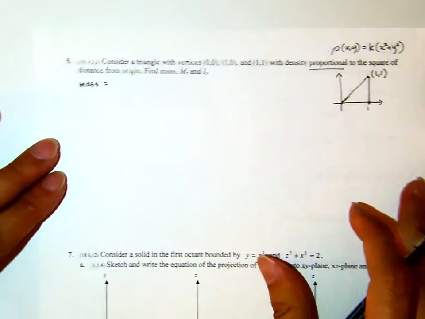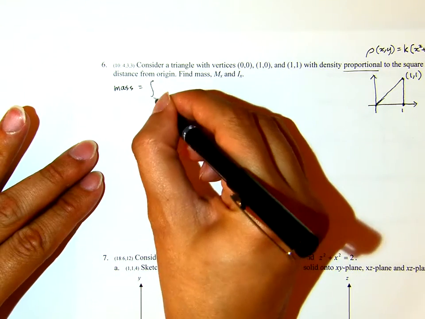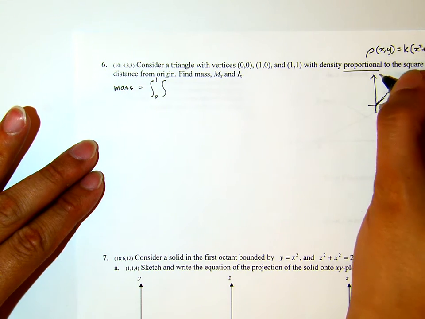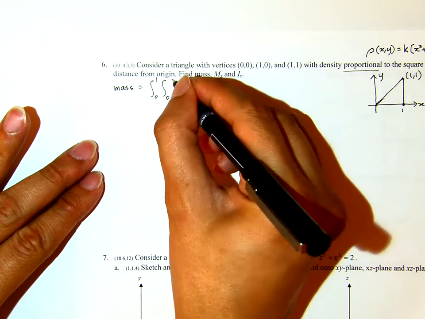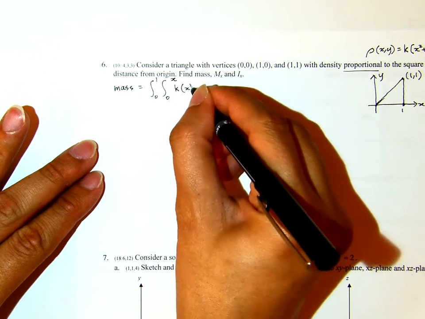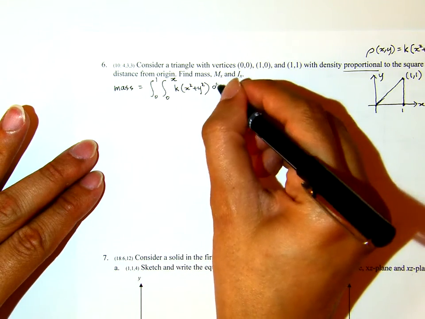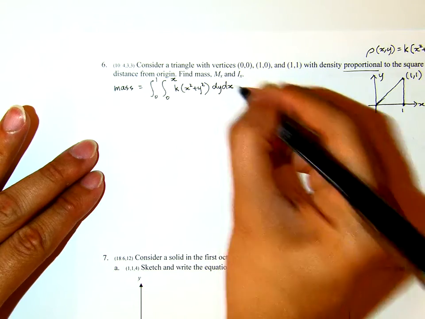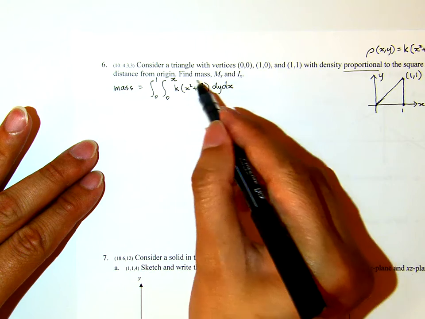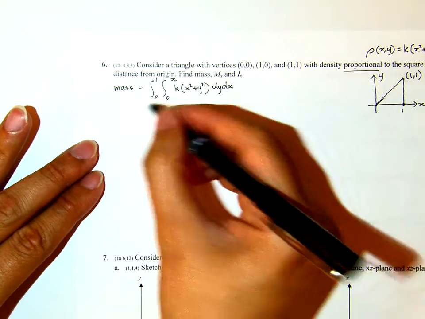will be equal to, let me move it a little bit, the integral from 0 to 1 for x, and for y it will be from 0 to x of the density dy dx. Right? This is the domain and this is the density. Now then let's integrate this. I can pull the k out.